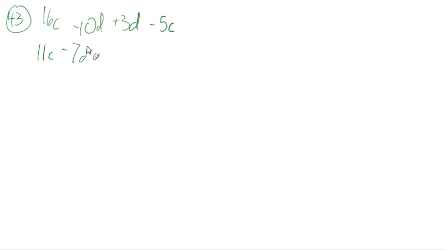Now let's simplify an expression. 16c minus 10d. Look at that. It's crooked. Plus 3d. Minus 5c. Let's simplify the expression. Let's collect like terms, is basically what we're doing. Here's some like terms, d's, right? D's to the first power. You got some c's over here. Okay, so there we go. 16c minus 5c is 11c. Negative 10d plus 3d is negative 7d. There, it's simplified. We did it.